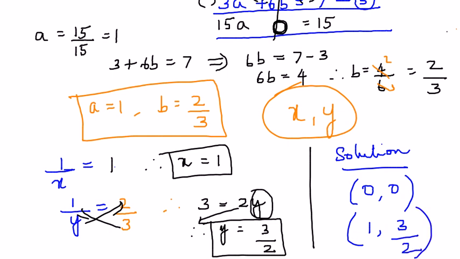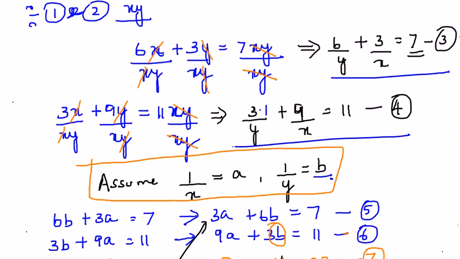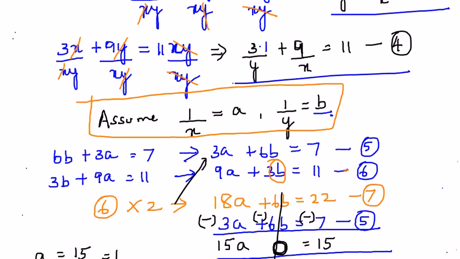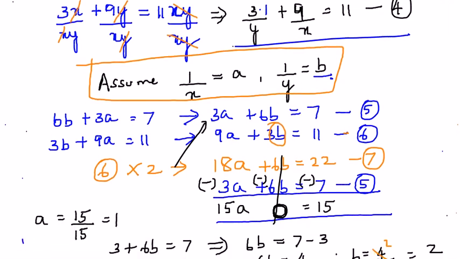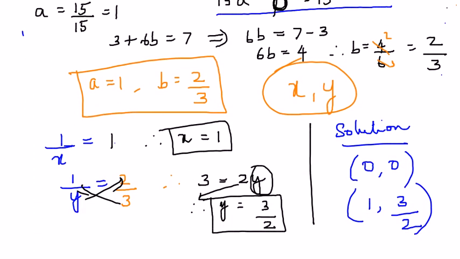The only difference here is you have to assume divide by xy first, right? Divide the two equations by xy. Then assume 1 by x is equal to a and 1 by y equal to b, because you want to make it a linear equation and solve it. And you will have two solutions for x and y. Very, very simple sum for 5 marks. Do it 2-3 times. You will be able to crack it. If you have any doubts, as always, you can mail me.